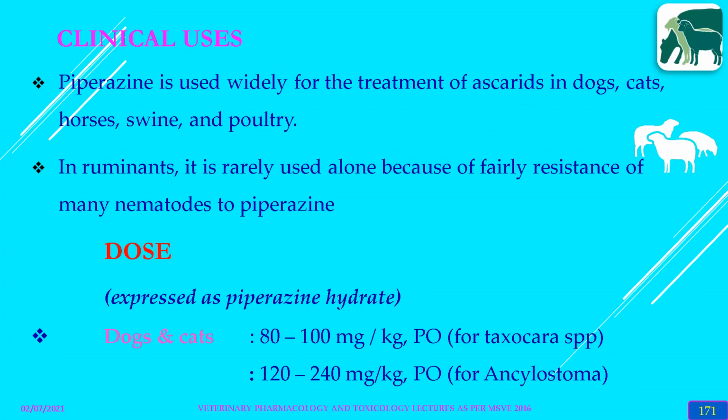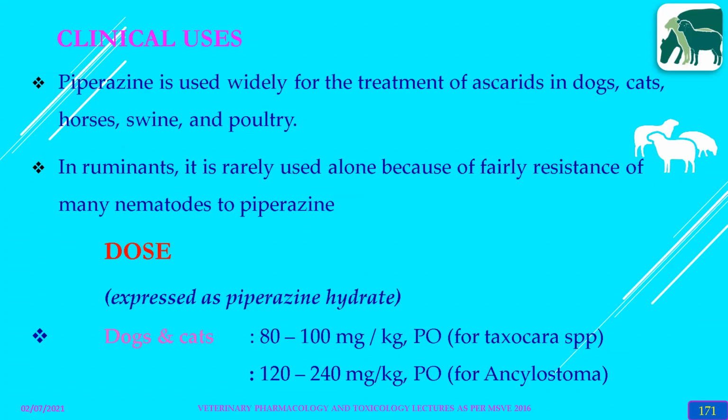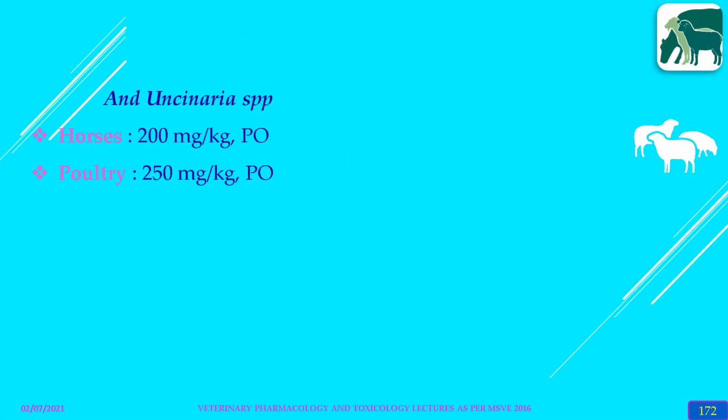The dose is expressed as piperazine hydrate. All the other salts, citrate, adipate, etc., are expressed as piperazine hydrate. The dose is 80 to 100 milligram and 120 to 240 milligram per kg, especially in case of Ancylostoma caninum, the canine hookworm. So in dogs the dose is high. In cattle, 110 milligram per kg on average may be used, or simply you can remember 100 milligram per kg.